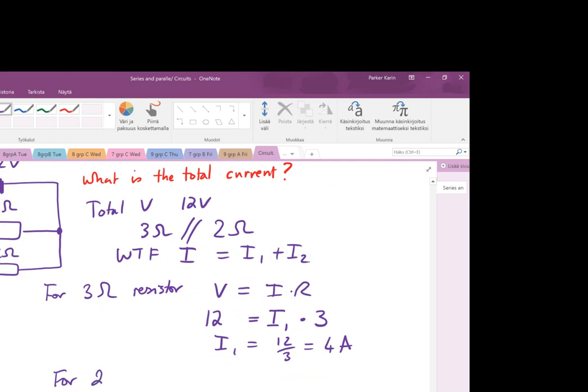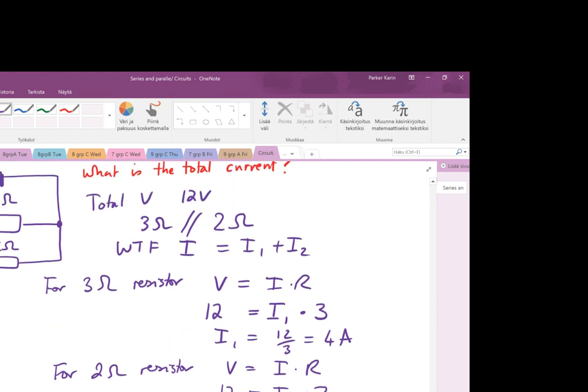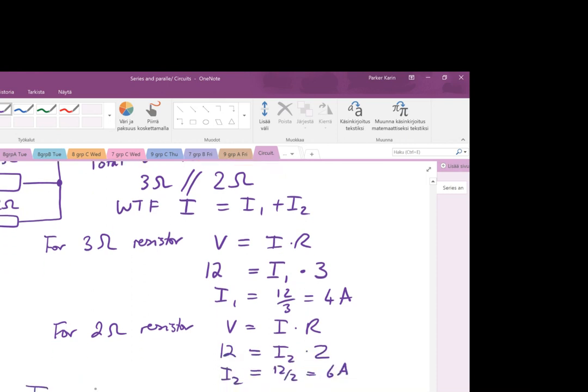For the 2 ohm resistor, we have V equals I times R. Same voltage, different current, I2, and R is 2 ohms. So I2 is 12 over 2, 6 amps. So our total is going to be the 4 amps through the top and the 6 amps through the bottom, that's plus 6 amps equals 10 amps.